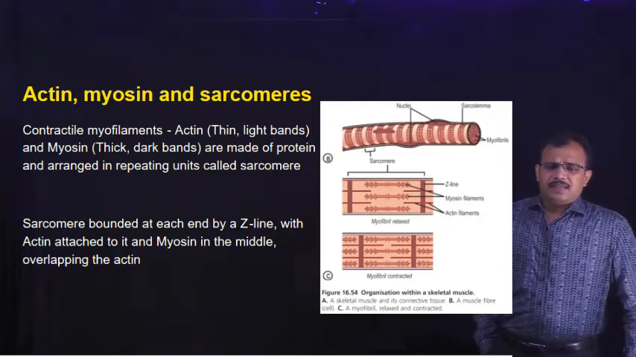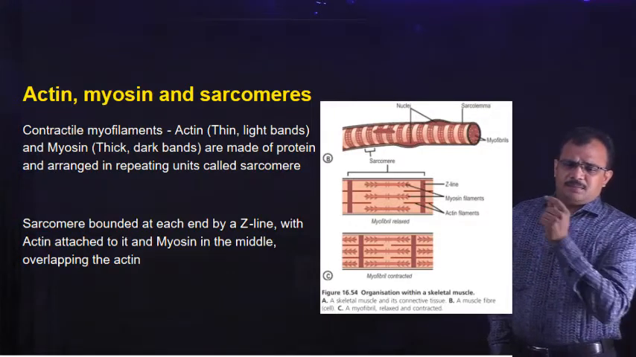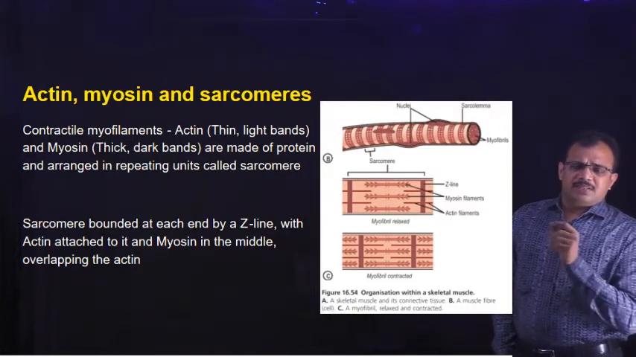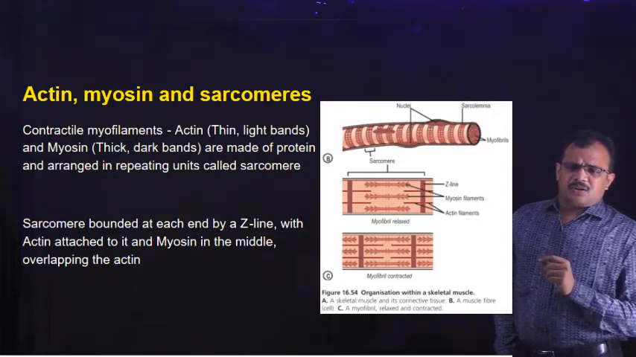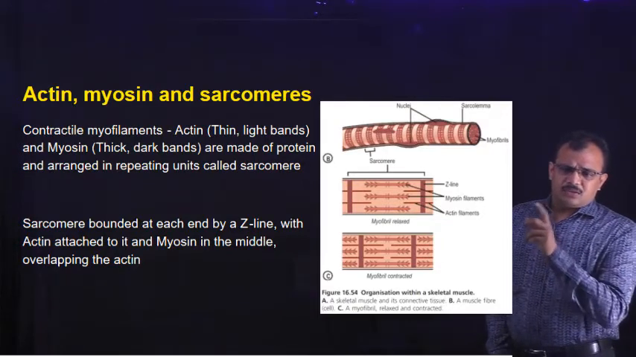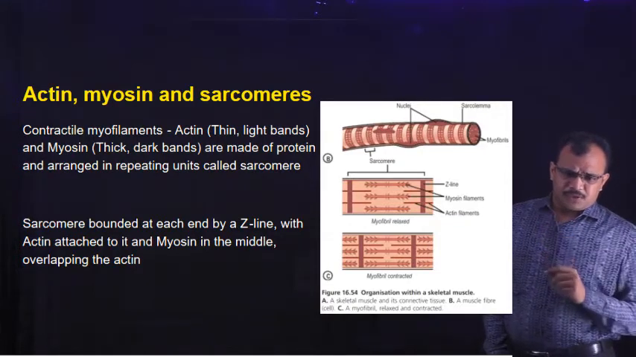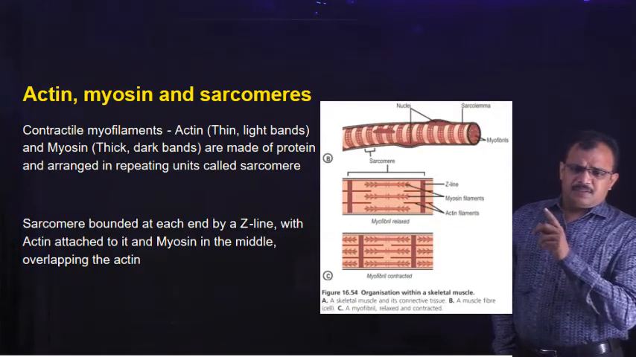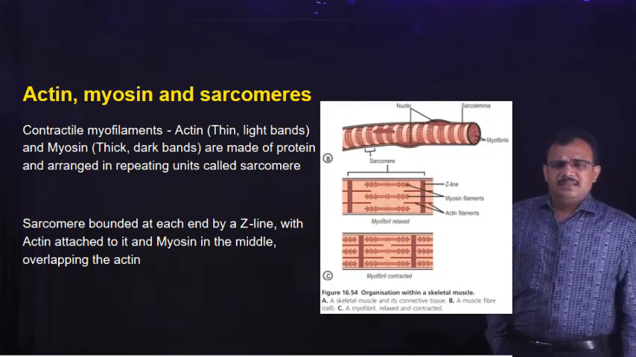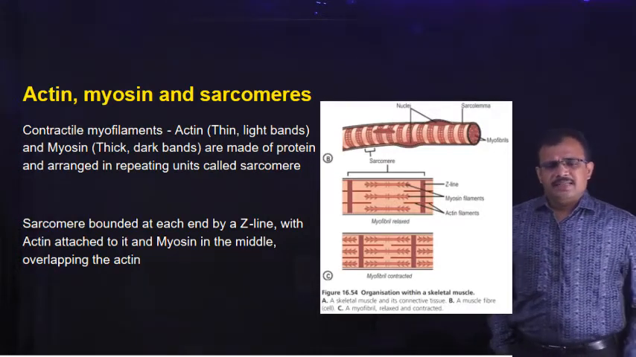We can see that there are thin filaments present in this sarcomere, and those filaments which are attached to this Z line are called thin filaments, which are actin, and those filaments which are present in the middle are called myosin. The actin filaments are attached to the Z line, and the myosin is present in the middle, and this line in the middle is also called the M line.